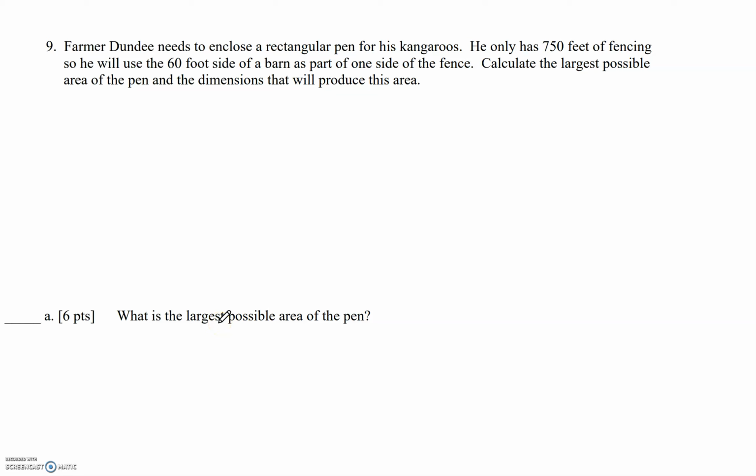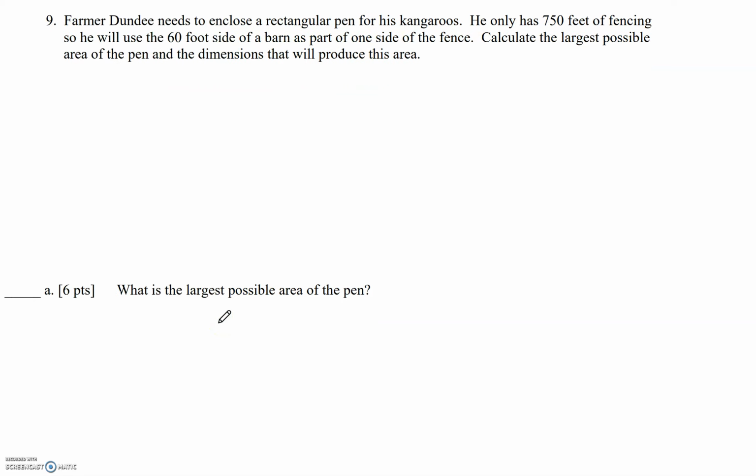All right. So we have made it to the last problem of the practice test. Farmer Dundee needs to enclose a rectangular pen for his kangaroos. He only has 750 feet of fencing, so he will use the 60-foot side of a barn as part of one side of the fence. Calculate the largest possible area of the pen and the dimensions that will produce this area.